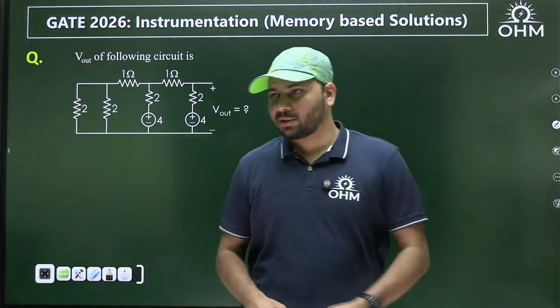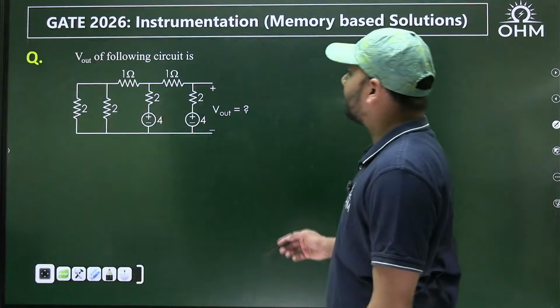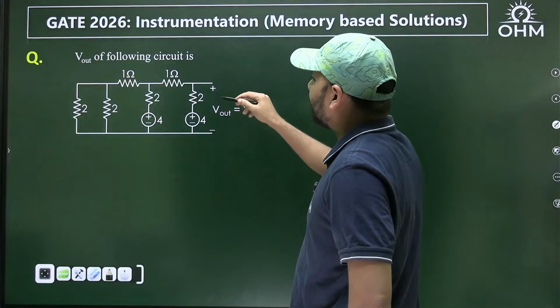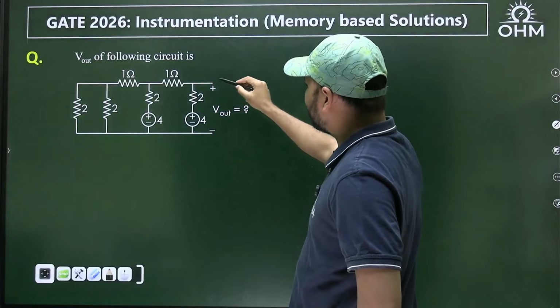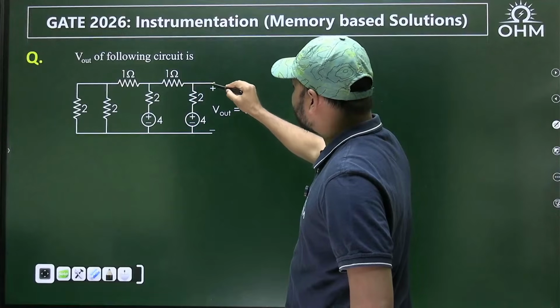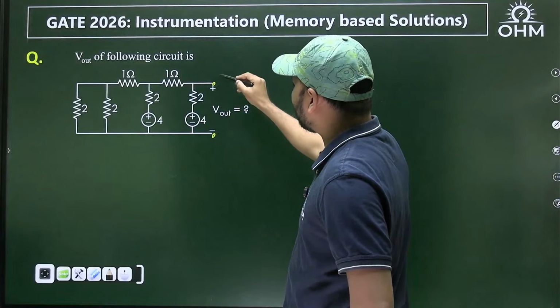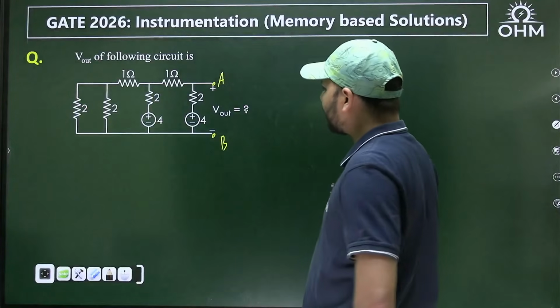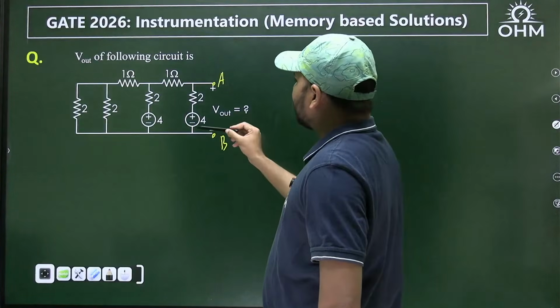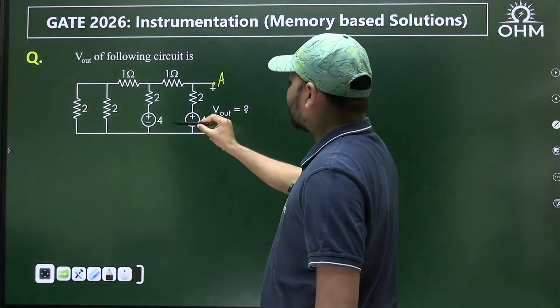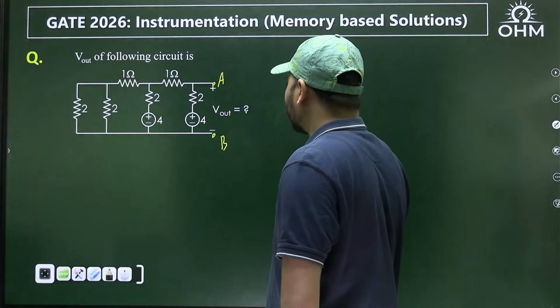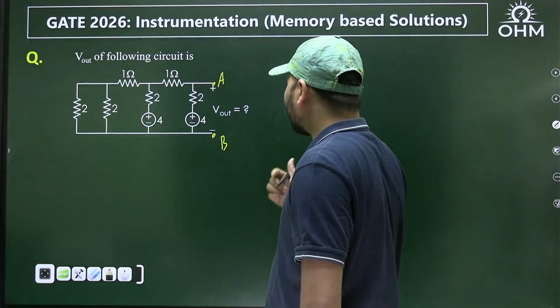Moving on to the next question, what is it? Again, some simple network is given. You have been asked to find V out, which is the potential difference between this point and this point. If you want, we can call this as A and this one as B. Okay. And in this network, two sources are there. Both are identical voltage sources, each of value 4 volts.